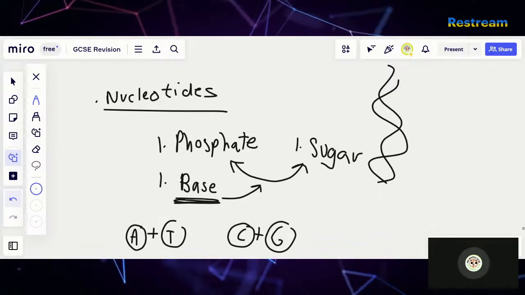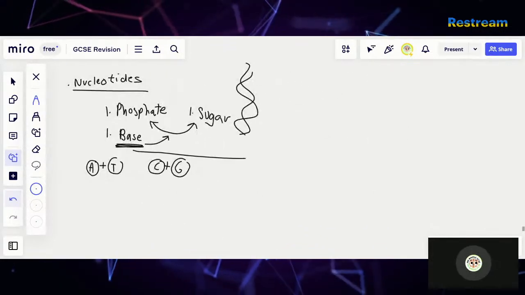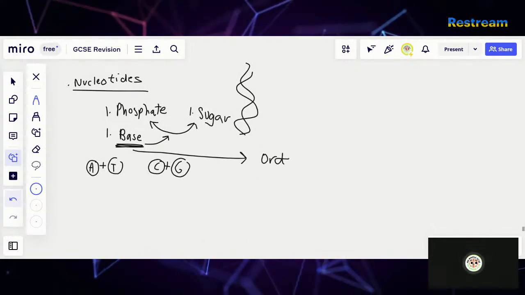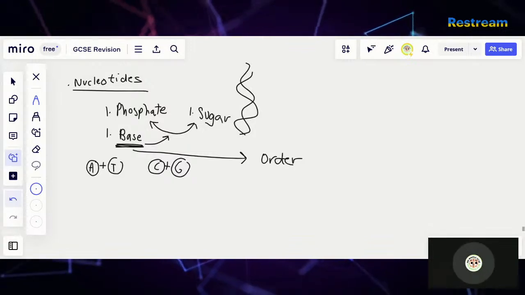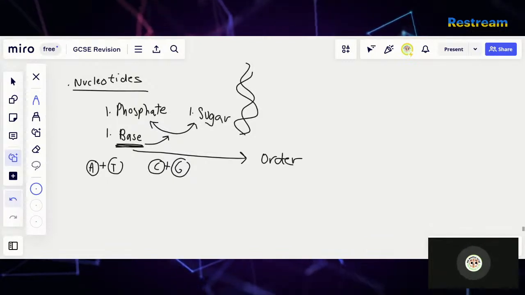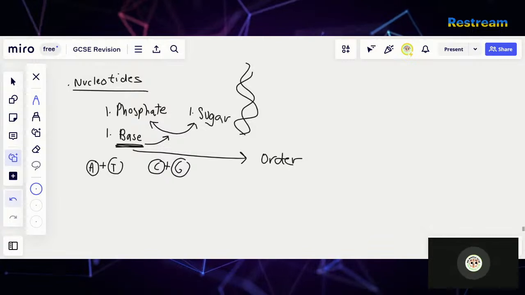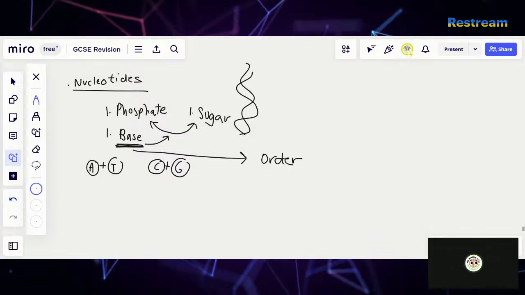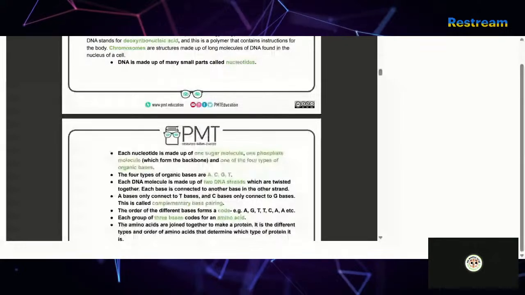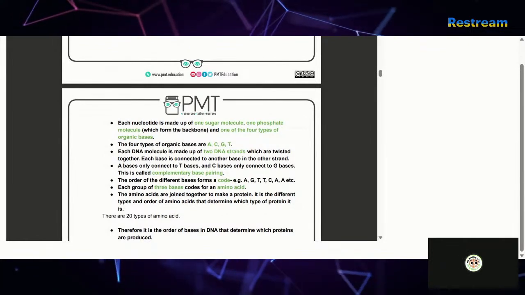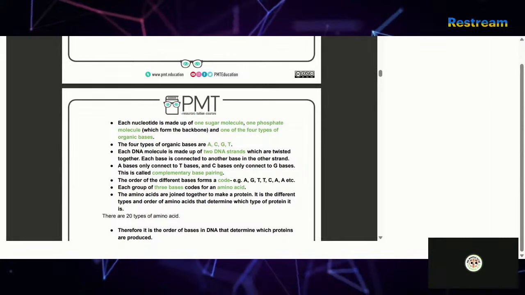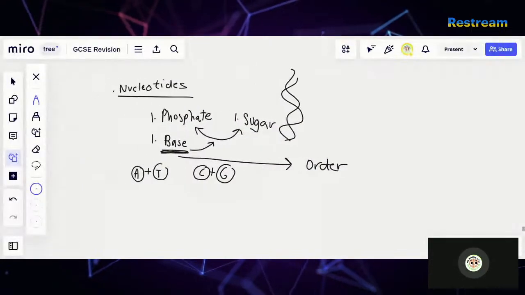We were also told that it's the order of the bases. So the order of these bases determines the protein's function. So therefore the order of the bases determines the order of the amino acids, and the order of the amino acids determines the function of the protein. So going back here, we're told that each group of three bases codes for one amino acid. So a triplet of bases can create an amino acid, which then links the ideas we were just talking about.